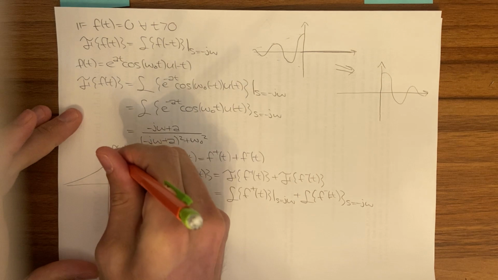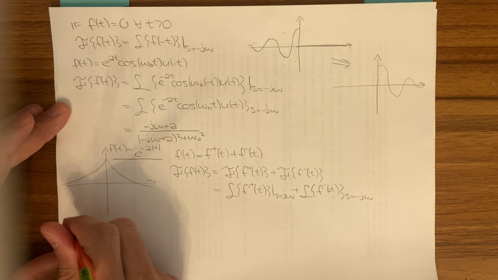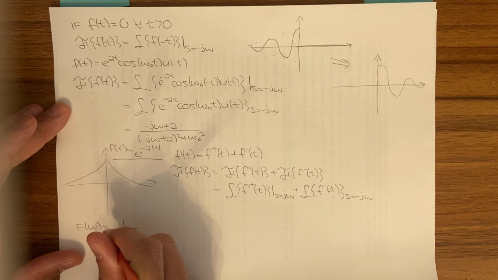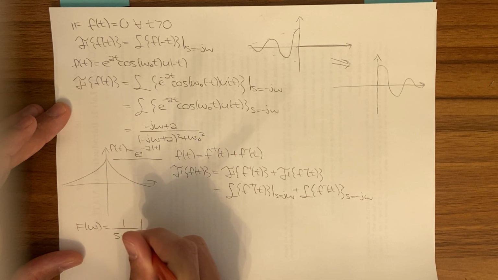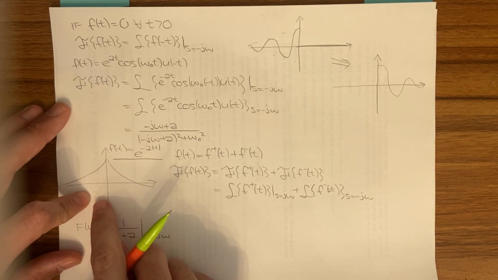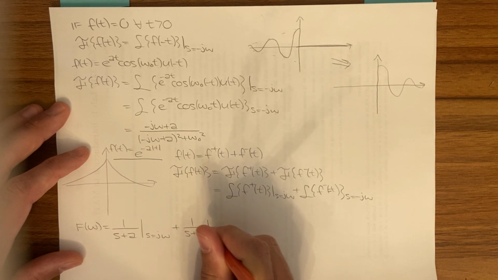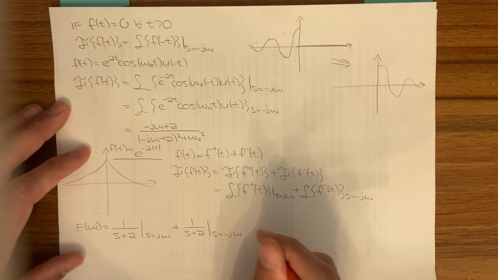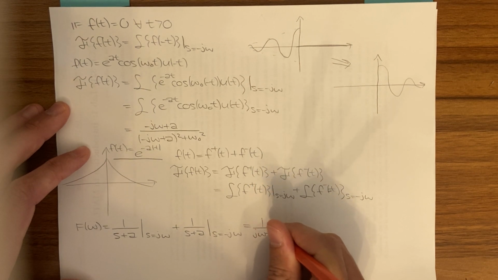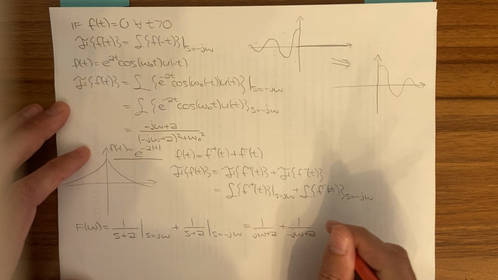So again, consider this function. We already did this sort of by brute force, but we can say then that F of omega is equal to 1 over s plus a, s equals j omega. This is from the positive side, which is pretty straightforward. On the negative side, again, we flip the negative side, and we have pretty much the same Laplace transform, so it's 1 over s plus a, evaluated at s equals minus j omega. And that's equal to 1 over j omega plus a, plus 1 over minus j omega plus a.